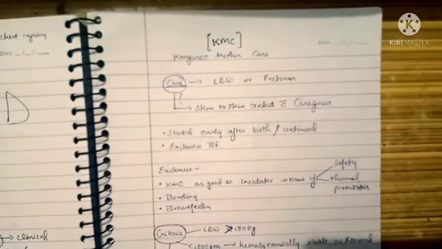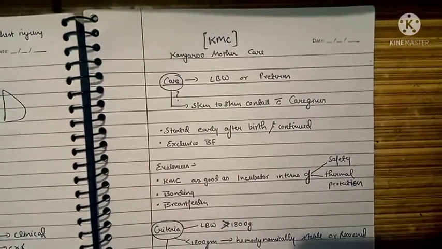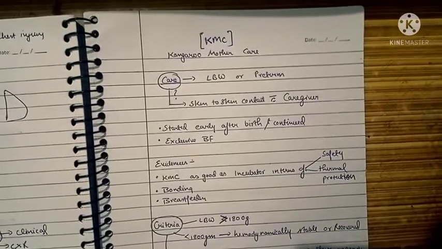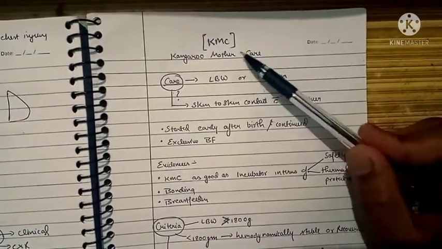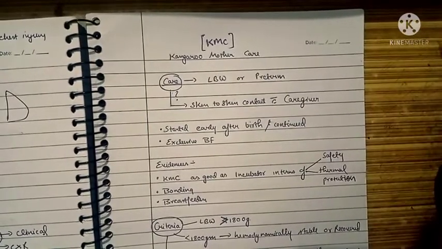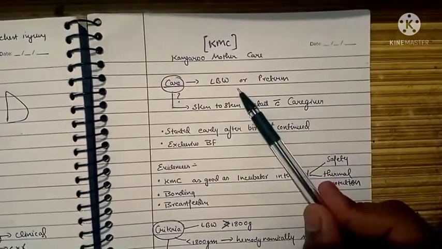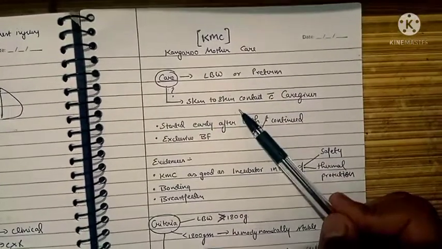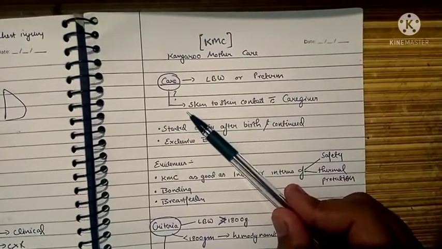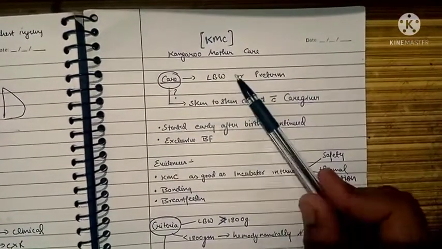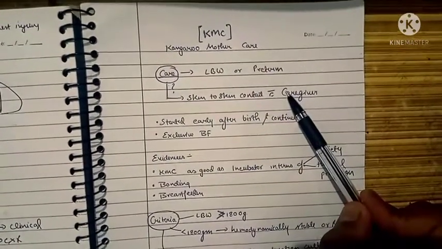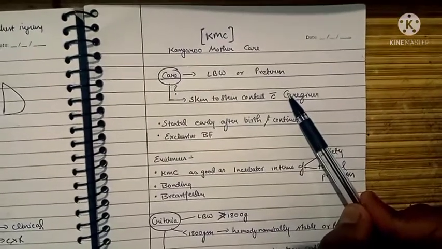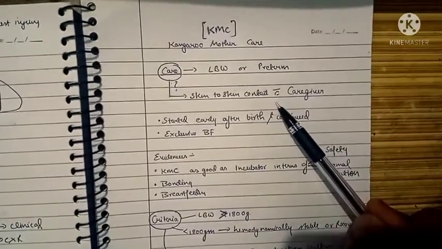Hello everyone. So in this video we are going to talk about an interesting topic, that is KMC, Kangaroo Mother Care. As the name suggests, this is some kind of care that the mother is providing to her baby. This care is given to a low birth weight or a preterm baby. Now how is this care given? It is through skin to skin contact between our low birth weight or preterm baby and the caregiver, which is generally the mother. In some cases, the father can also give KMC.